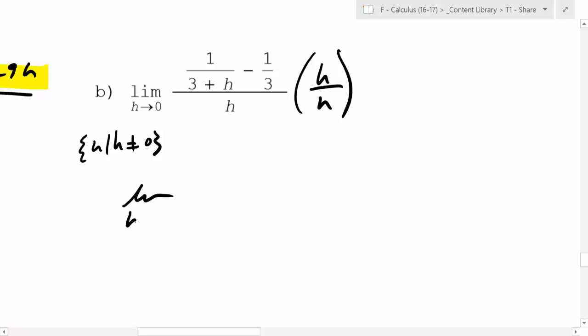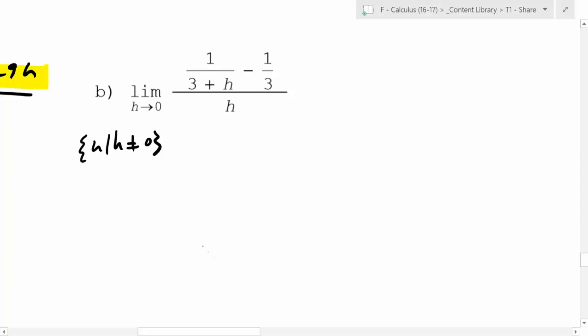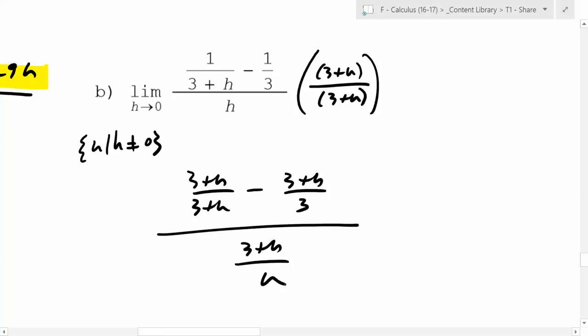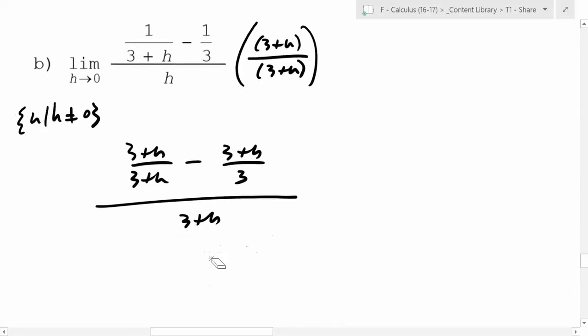So if you did that, you'd have the limit as h goes to 0 of h over 3 plus h minus h over 3, over h squared. Did that help us? No, wait, hold on. That was legal because you're multiplying by 1. Multiplying the top and bottom by 3 plus h. Is that 1? Yeah. So what do you end up with? 3 plus h over 3 plus h minus 3 plus h over 3, all over 3 plus h times h. Yep, you're absolutely right. Let's see if this helps us.